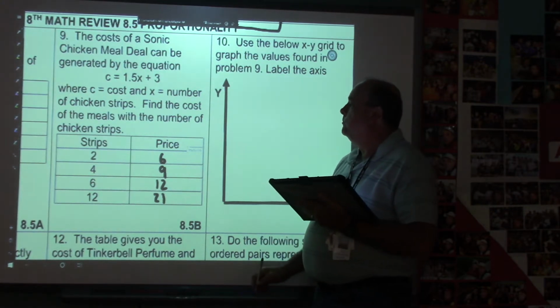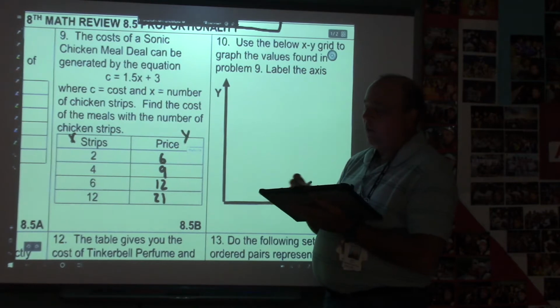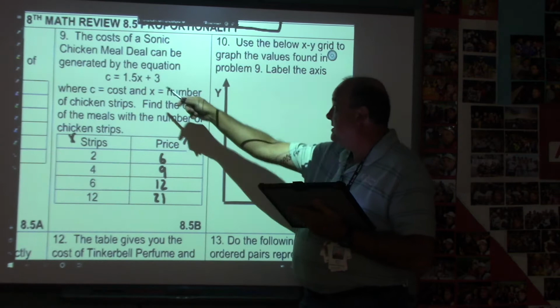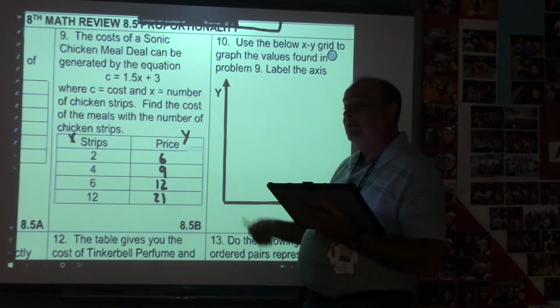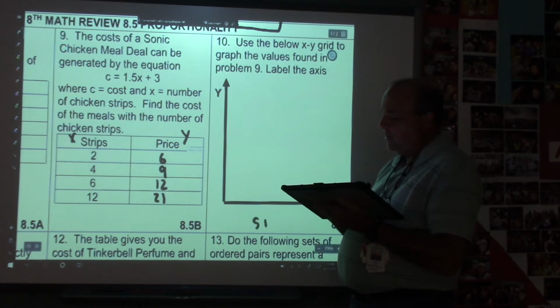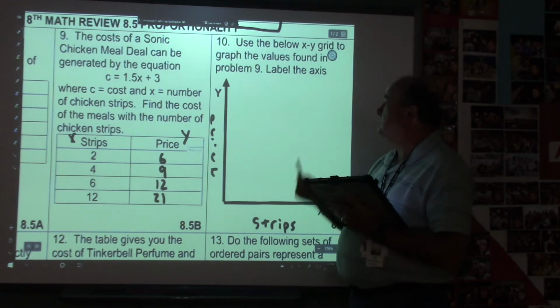Okay. Now then, we're going to go over here. Remember, this would be our x and this would be our y, right? The x is the input, the y is the price, okay? Or the C would be the price, which would be your y-axis or your range, wouldn't it? So our chicken strips is going to go here on the x-axis, and our price will go here. You want to label the axis when you do these.